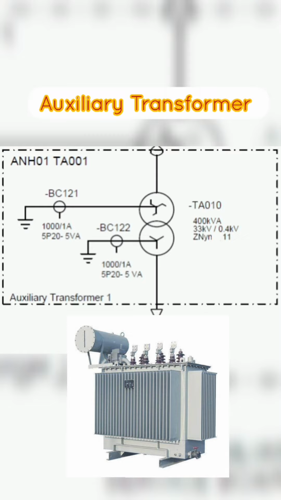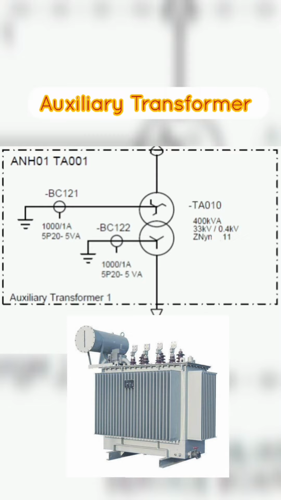One key component of a substation is the auxiliary transformer, which is used to power various auxiliary equipment and control circuits in the substation. An auxiliary transformer is a type of transformer that is designed to provide a low voltage, high current output to power auxiliary equipment and control circuits in a substation. This includes things like lights, fans, pumps, and other devices that are used to operate and maintain the substation.